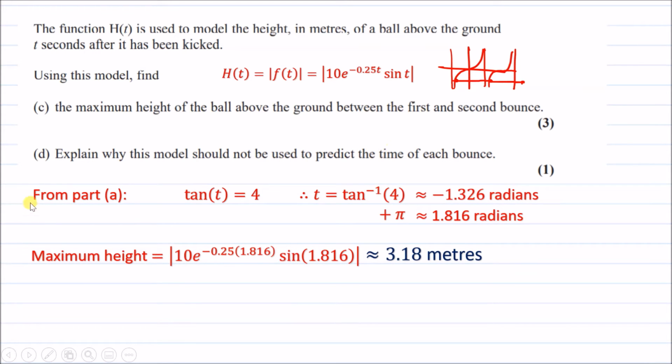Now for part D, it says, explain why this model should not be used to predict the time of each bounce. Now it looks to me like it seems to be going at a fixed rate, isn't it? So this is what I said. I said every time, if you bounce a ball, what happens? It always changes, right? It goes slower, slower. Like the bounces kind of reduce. So we say here, why this cannot be used is because the time between each bounce changes.